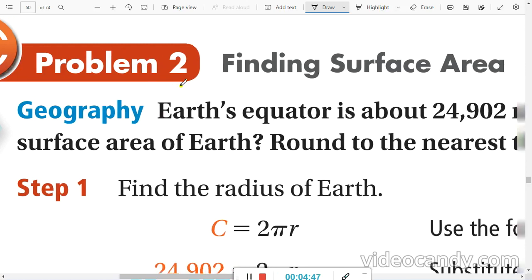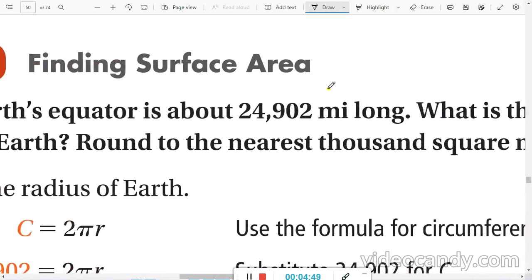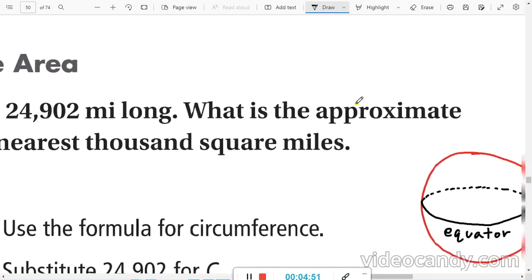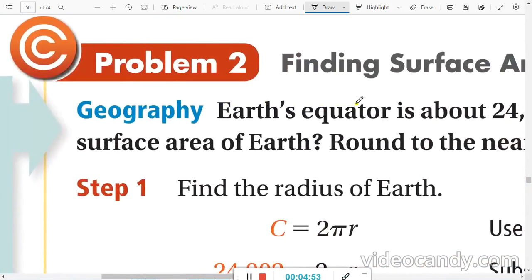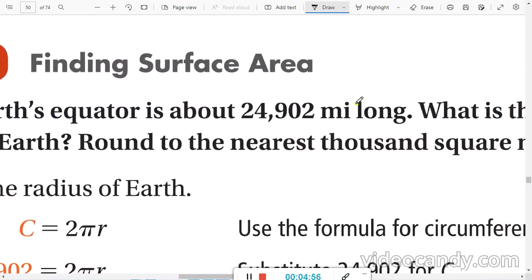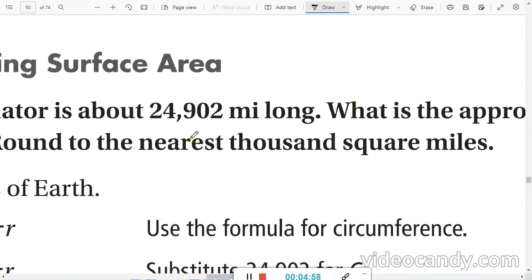Problem 2, Earth's equator is about 24,902 miles long. What is the approximate surface area of Earth rounded to the nearest 1,000 square miles? So the last 3 digits will be 000, because it's going to be the nearest 1,000.